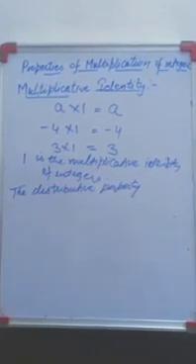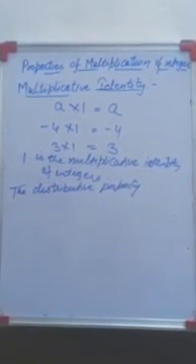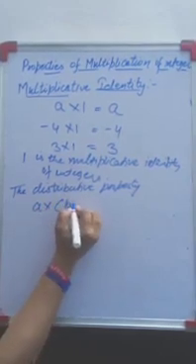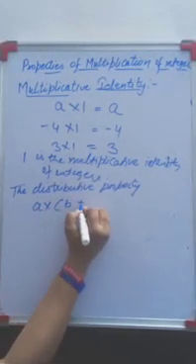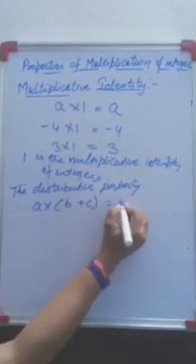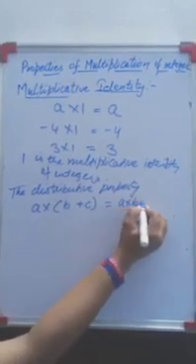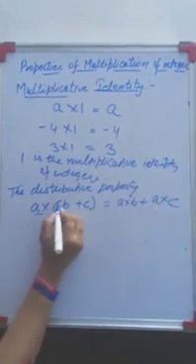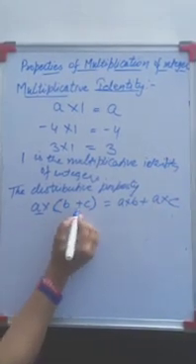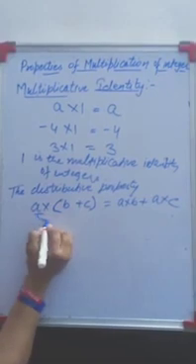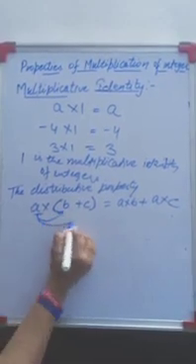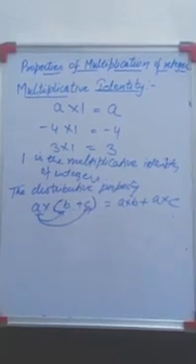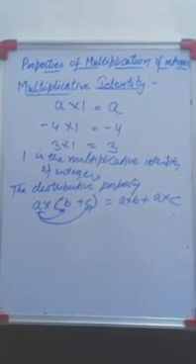Now, in the distributive property, what is there? If A into B plus C is there, then it will be equal to A into B plus A into C, right? That means if something is in the bracket and a sign is there, A will be multiplied to this term as well as this term, and the sign will be the same over here. This is your distributive property, right?